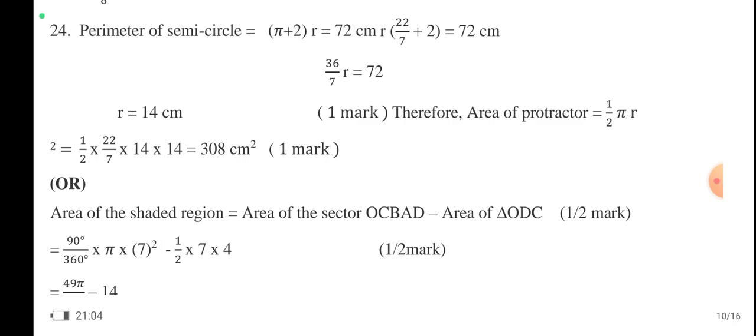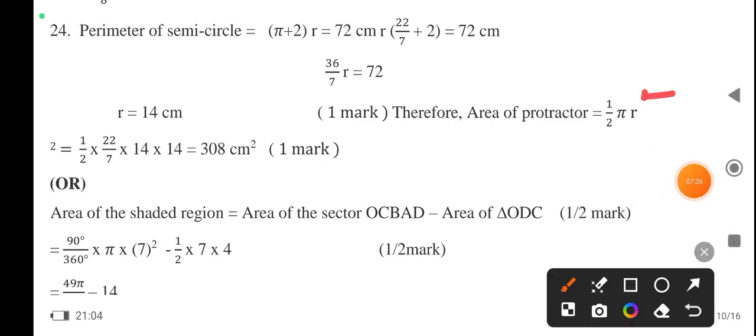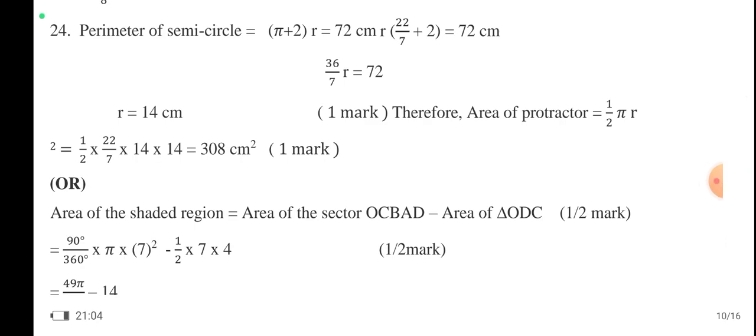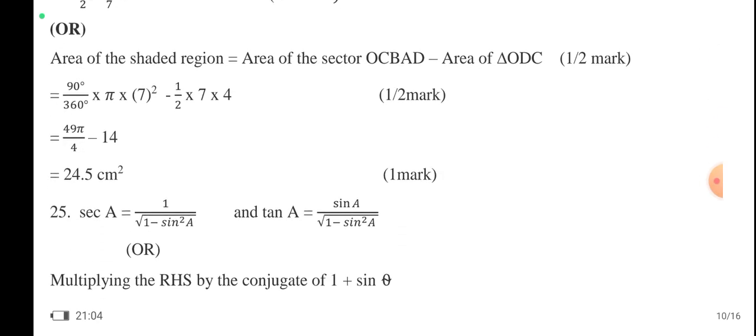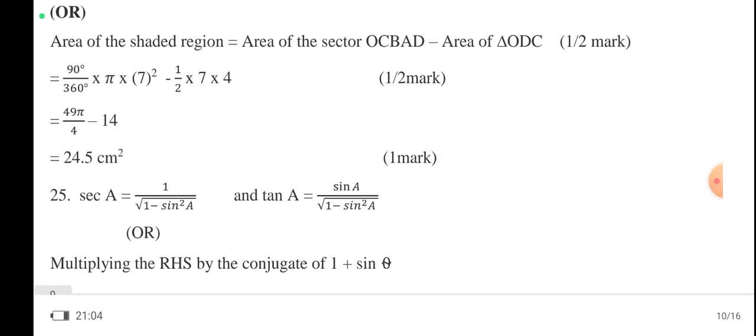and get to the area of the protractor. Half into pi r square, here it looks like just pi r square is here, okay, half into pi r square by 2 for the semicircle. Then the other one is the area of the shaded region. Whether it is in the syllabus or not, it has been a very big question.